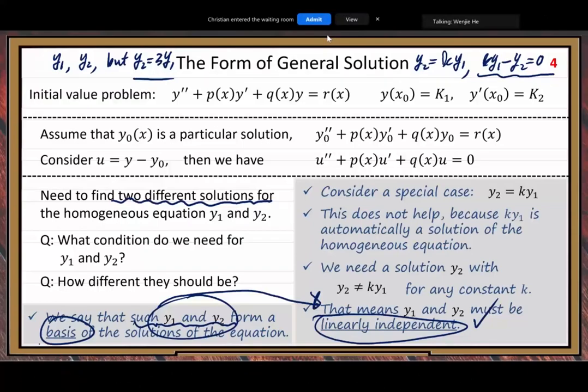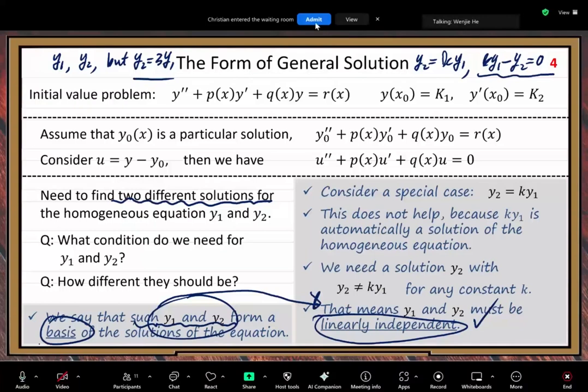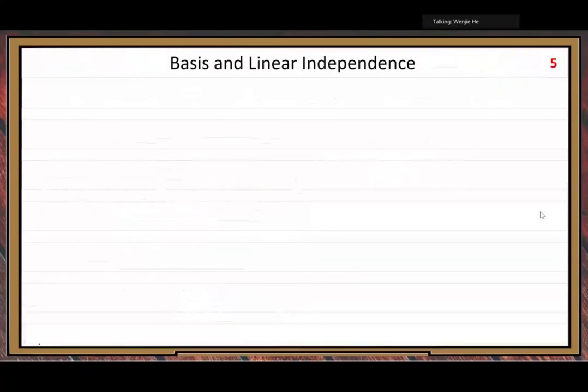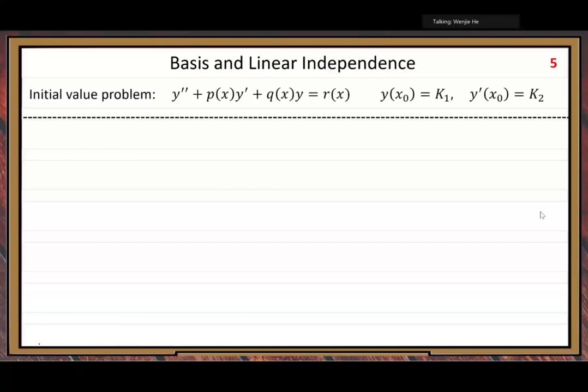All right, Christian probably dropped the line. All right, the basis concept. Okay, let me move to the next slide. Before the break, I need to cover another slide. I spent too much time. All right, basis and linear independence.